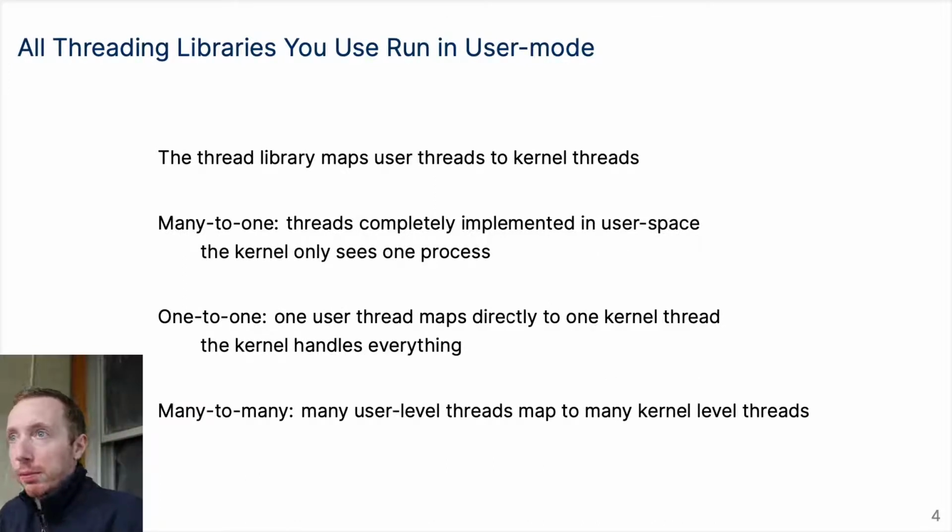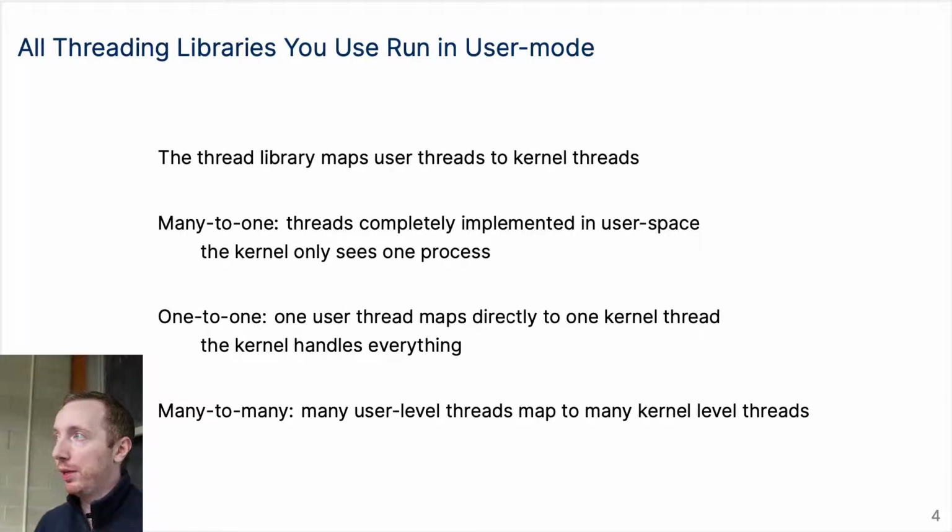But all threading libraries will at least have some user code. The pthread library that we saw before has some aspect of library code, and we'll see through the magic of strace what system call pthread actually uses. So the thread library is going to map user level threads to kernel level threads, and there are different ways of breaking this down.